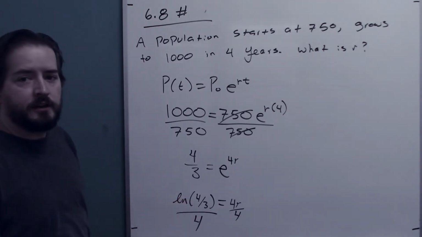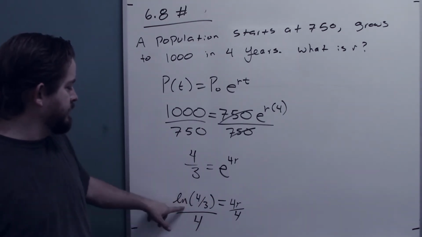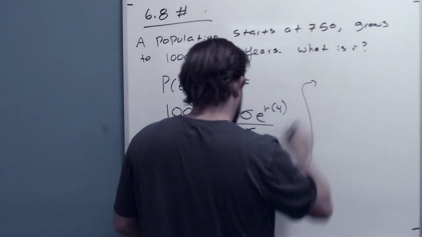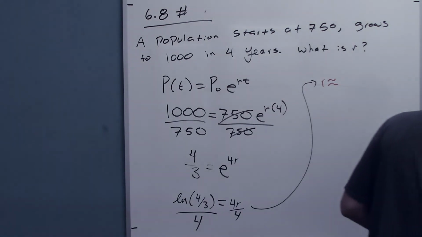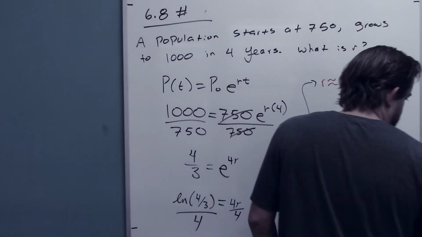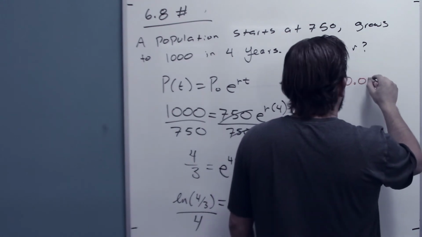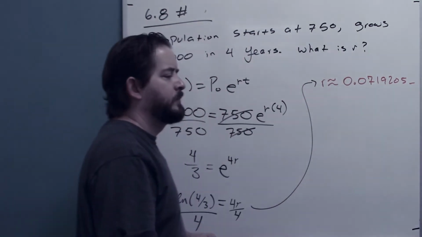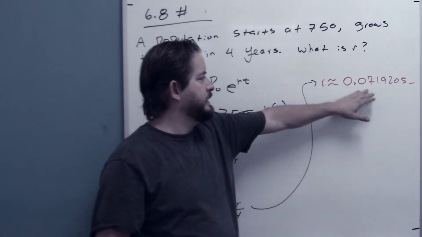You have to be careful in your calculator. Maybe just do the 1.333 and write 7 3s or whatever you can. Take the natural log of that and then divide the result by 4. But in any case, I end up with R is approximately 0.0719205 and some more digits, somewhere around there. And so in the possible answers, they have 0.0719. That's the one that I would select.